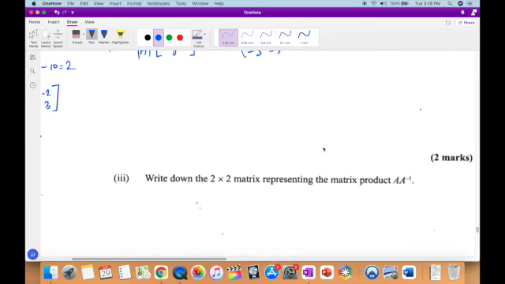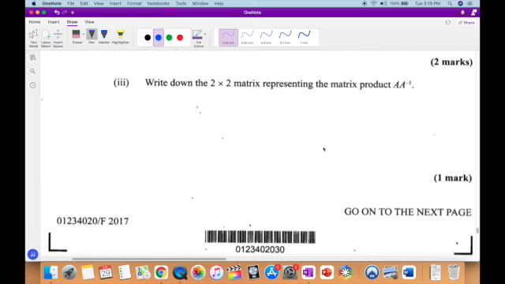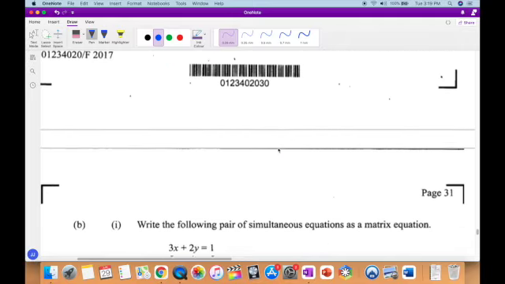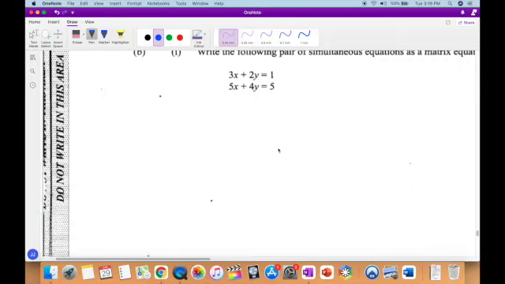Write down the 2 by 2 matrix representing the matrix product A times A inverse. 1 mark. A times A inverse would normally give you I, which is the multiplicative identity. Anything times its inverse gives you the identity, right?